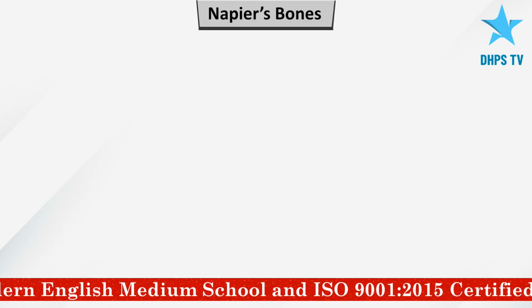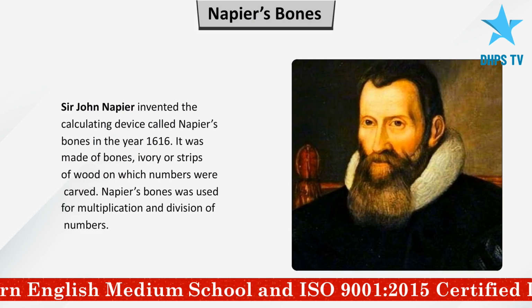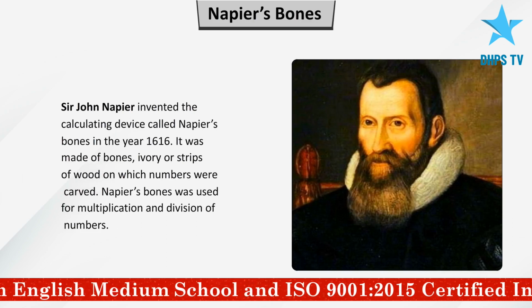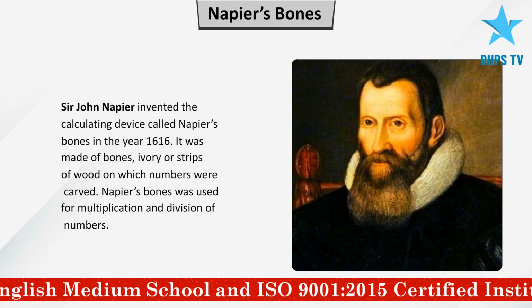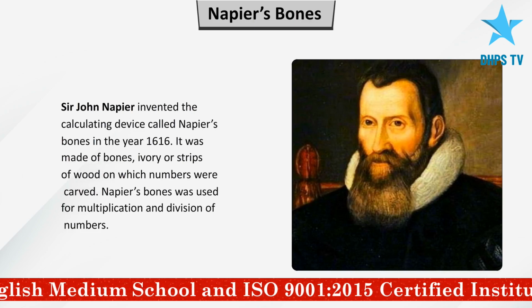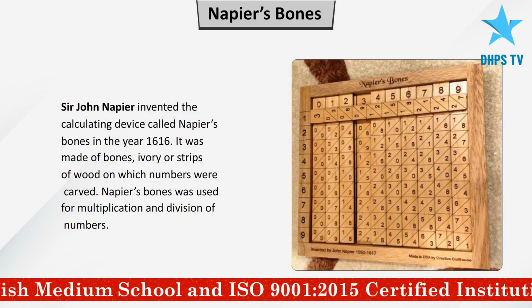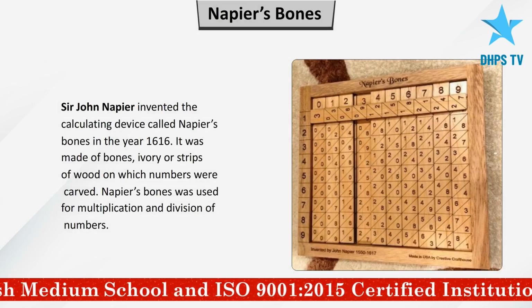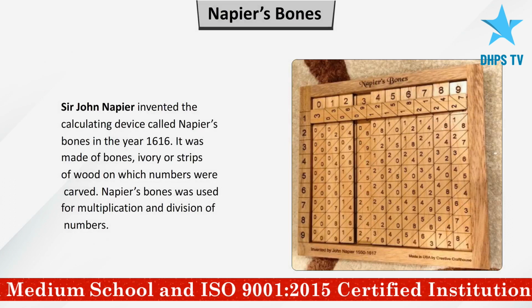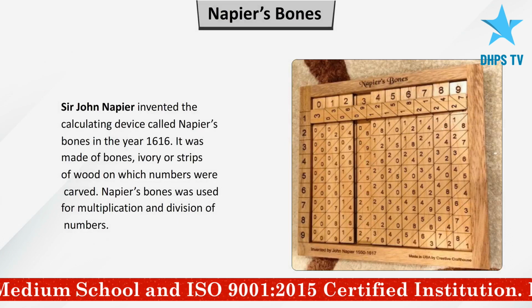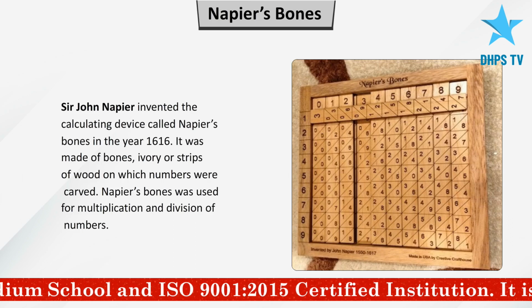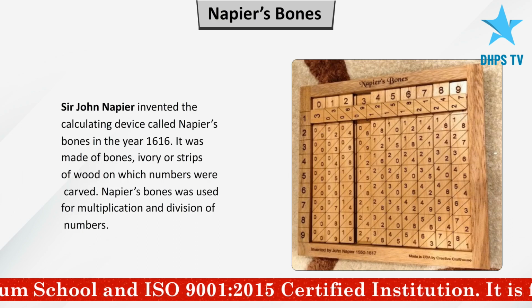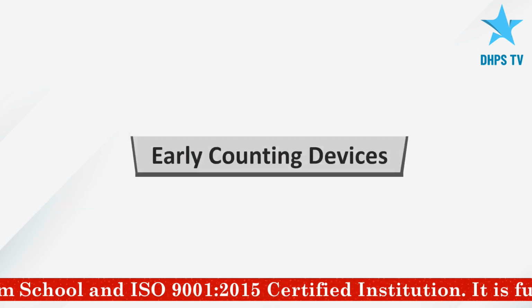Napier's bones. Sir John Napier invented the calculating device called Napier's bones in the year 1616. It was made of bones, ivory, and strips of wood on which numbers were carved. Napier's bones was used for multiplication and division of numbers.